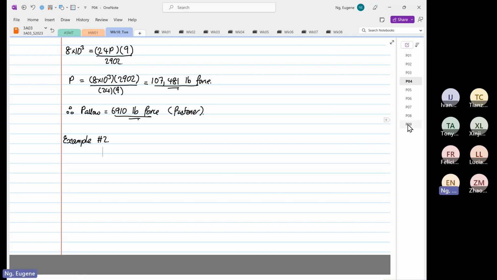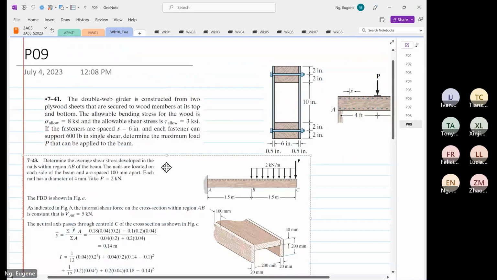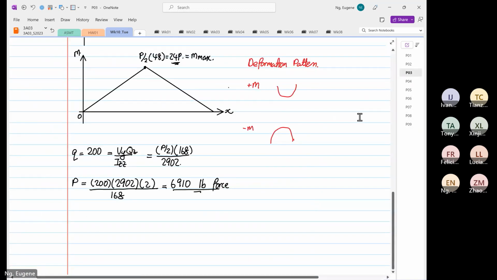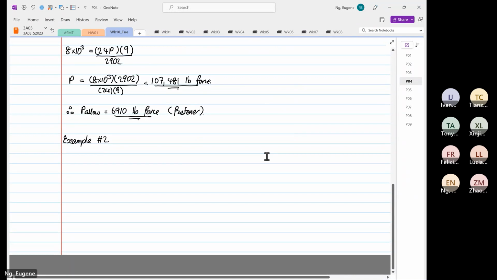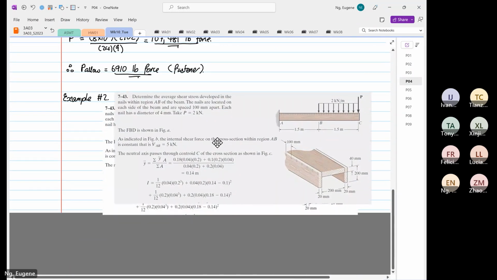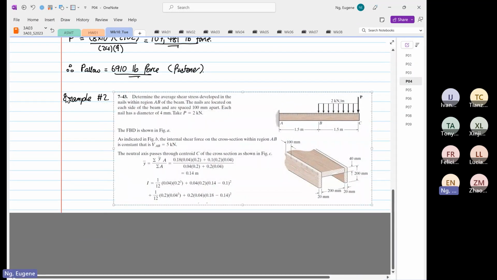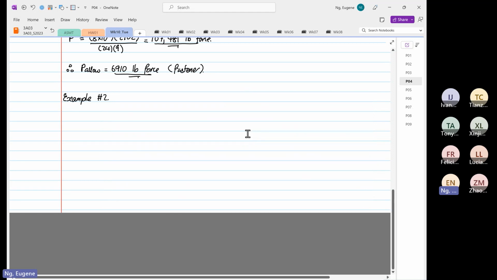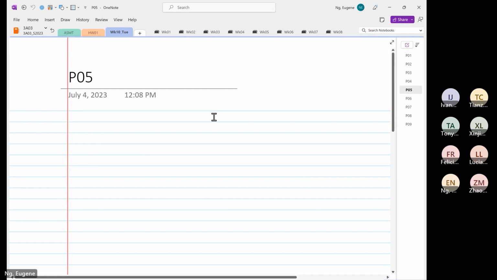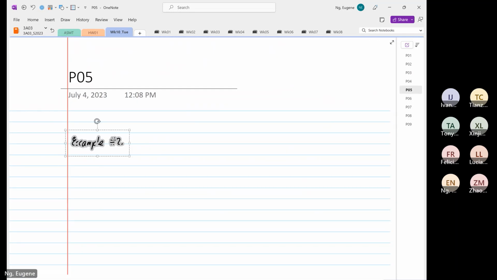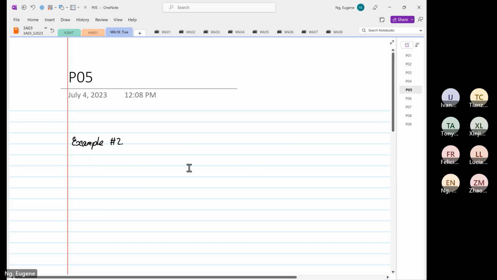Okay, so I'm going to take this image over here. Myself, I start example number 2 on a new page. Okay, so example number 2.